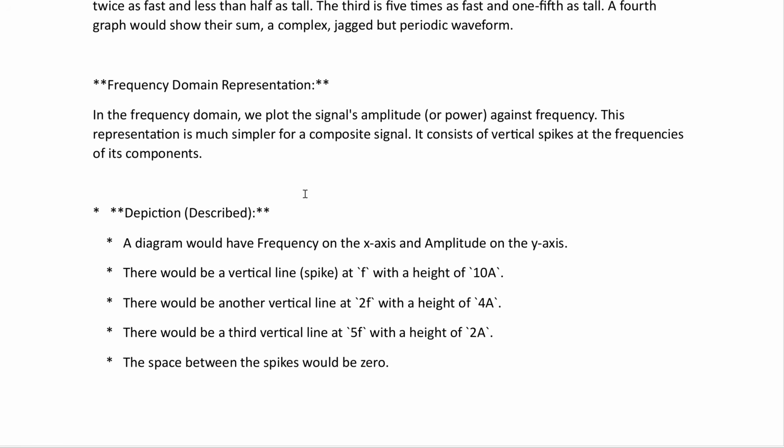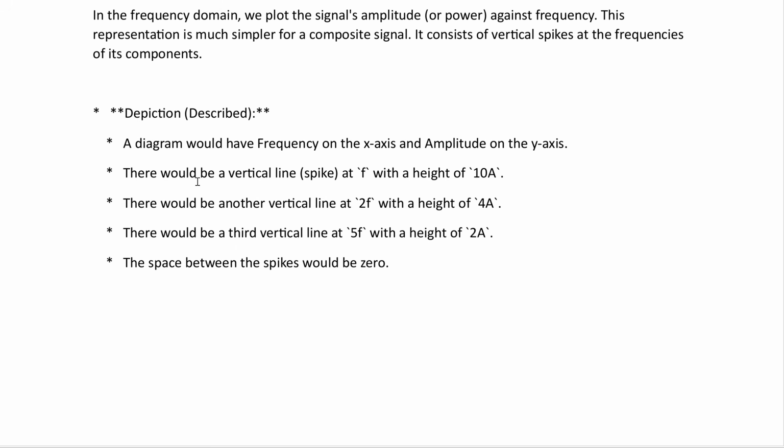Now we are going to discuss frequency domain representation. In the frequency domain, we plot the signal's amplitude or power against frequency. This representation is much simpler for a composite signal. It consists of vertical spikes at the frequencies of its components. A diagram would have frequency on the x-axis and amplitude on the y-axis.